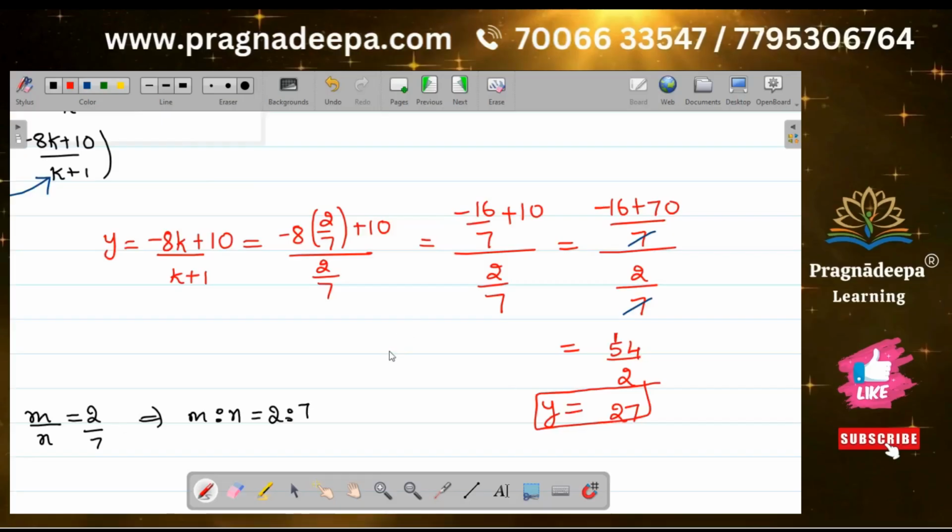Clear, Sachin, Harita, and Durgesh? In this way, you can calculate the value of ratios. Okay, you can find the ratios easily.